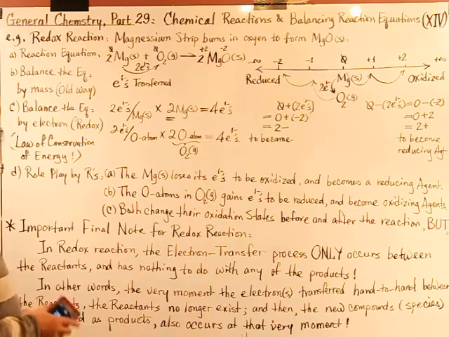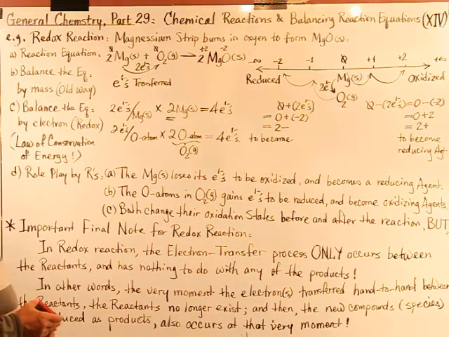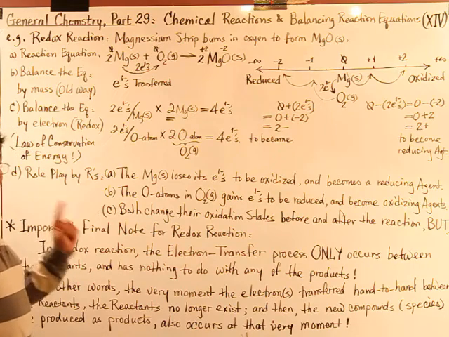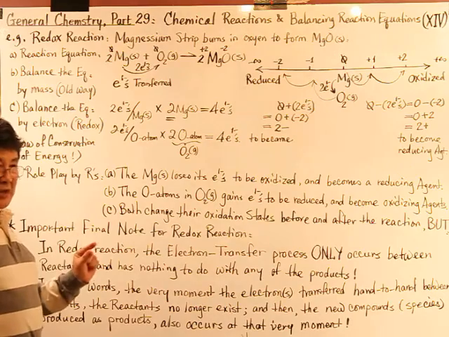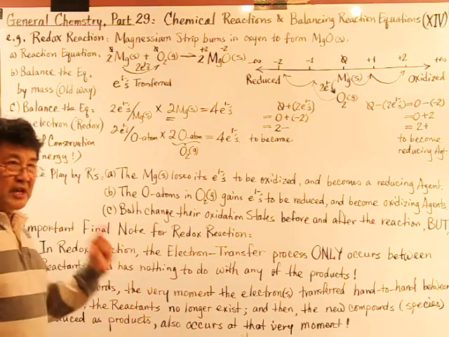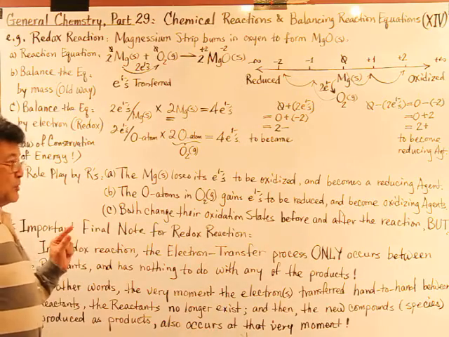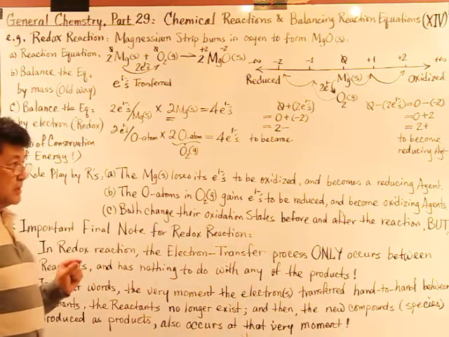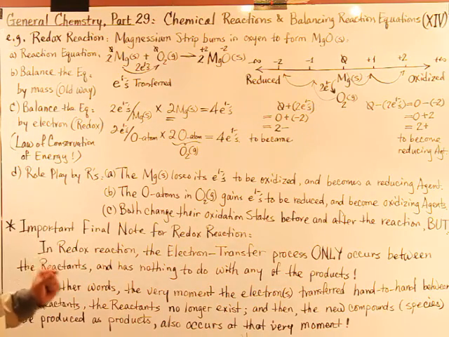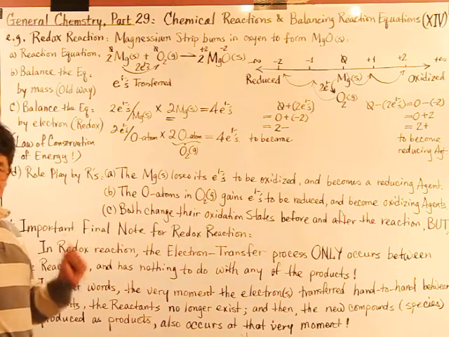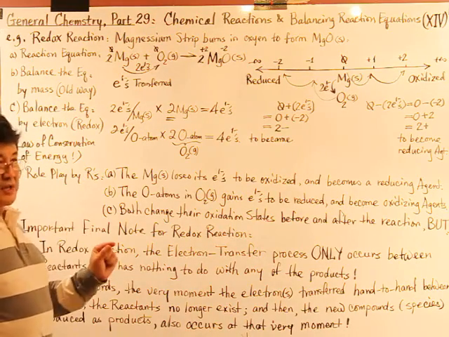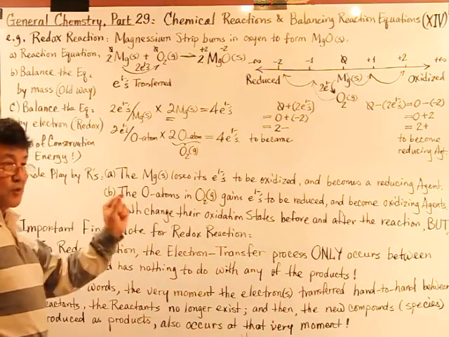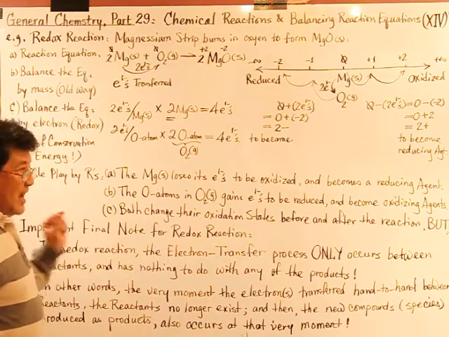Now, this kind of situation we have to emphasize here. The oxidation states of both the magnesium and the oxygen atoms changed before and after the reaction. Before, they have a certain value; after, they have a different value. That is true, but what caused this to happen is the electron being transferred hand to hand. So what is the timing for the electron being transferred for the reaction to go forward to completion? The time is different.